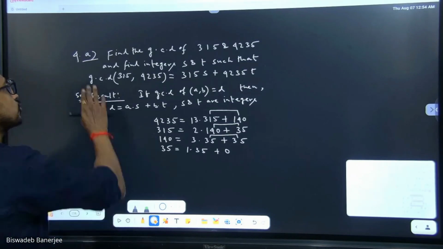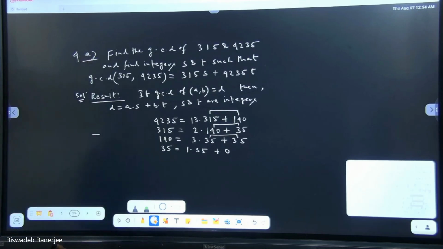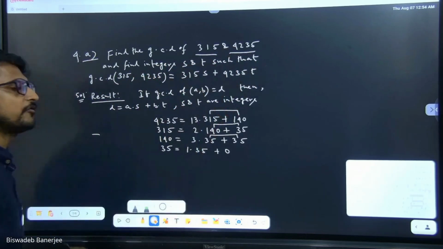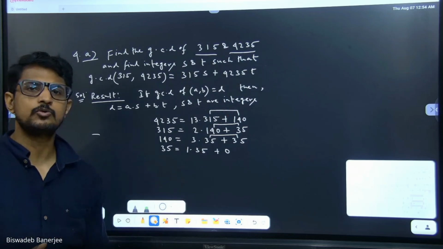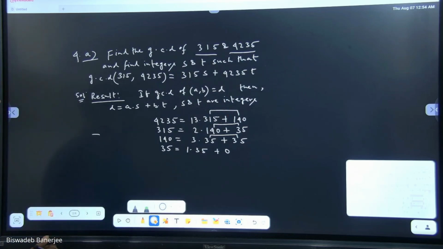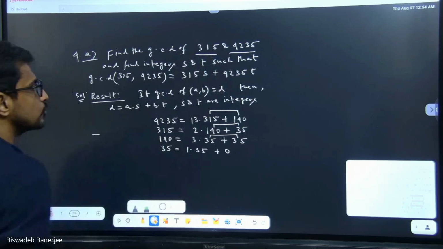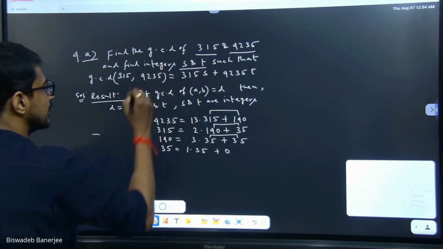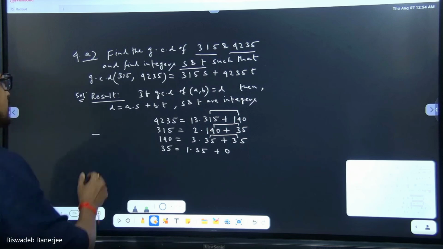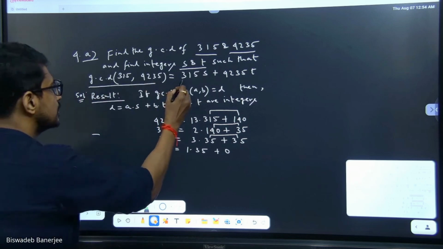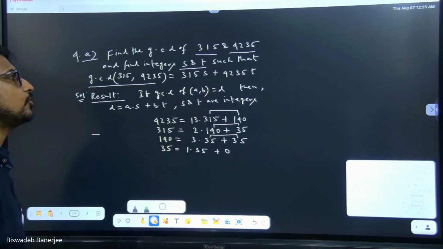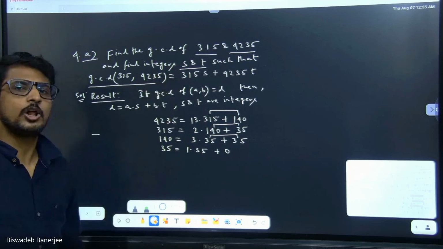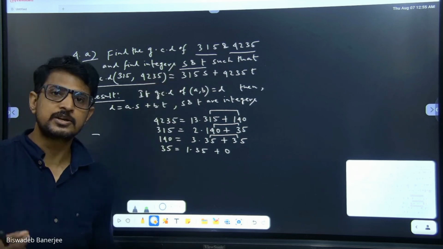So let's start with question number 4A. Question number 4A is: find the GCD of 315 and 4235. At first, you need to find out the GCD of 315 and 4235. And after that, you have to find the integers S and T such that this GCD becomes 315 S plus 4235 into T. Okay. I have solved this type of question in the objective part.